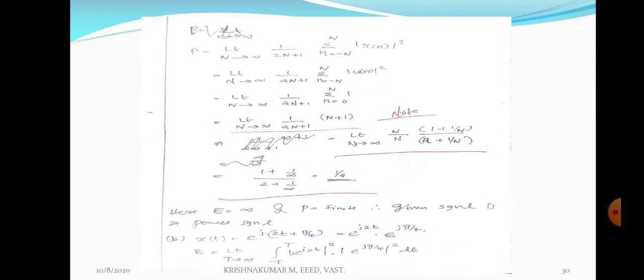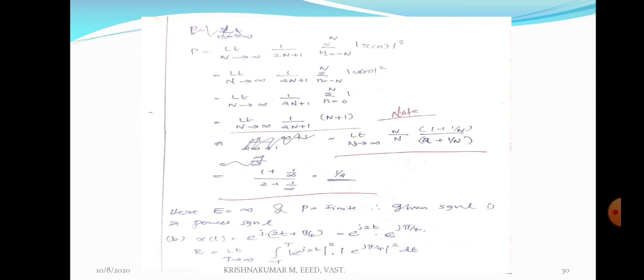Sigma n = 0 to capital N of 1. If you have any doubts, you can ask in the live classes. Sigma n = 0 to n of 1 is equal to n plus 1. So limit n tends to infinity 1/(2n+1) into (n+1). Okay, limit n tends to infinity 1 by (2n+1), sigma n = 0 to n of 1 is equal to n plus 1. Okay, learn it by heart. The concept is this.